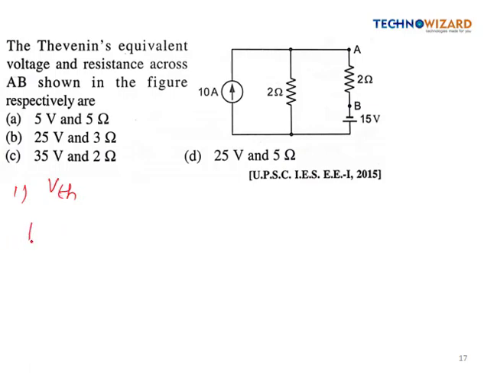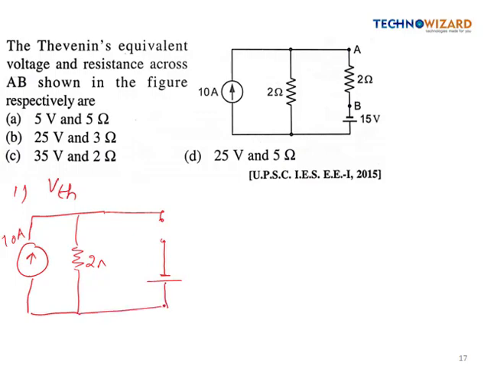So our circuit will be like this. This is our 10 ampere current source in parallel with a 2 ohm resistance, and we have open circuited the 2 ohm resistance across which we will find VTH, right? So this will be plus minus VTH, and this is 15 volt, right?